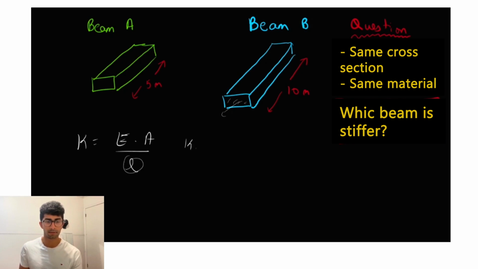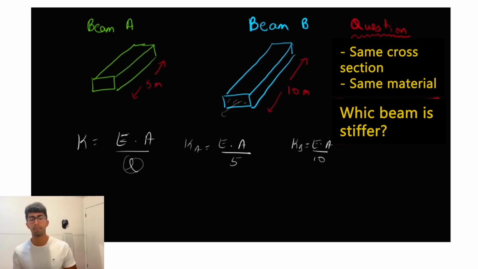So KA, for example, equals some Young's modulus times the cross-section area, which we don't know, divided by 5. And beam B, which is KB, for example, equals E times A divided by 10. Now, I know that both of them have the same Young's modulus because they have the same material, and they also have the same cross-section area as said in the question. Therefore, all you need to do is equate both of them in terms of what is common.